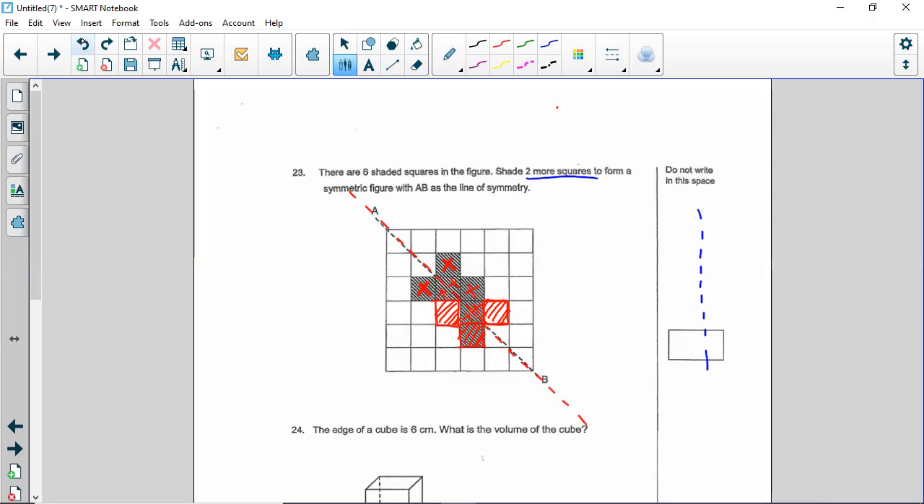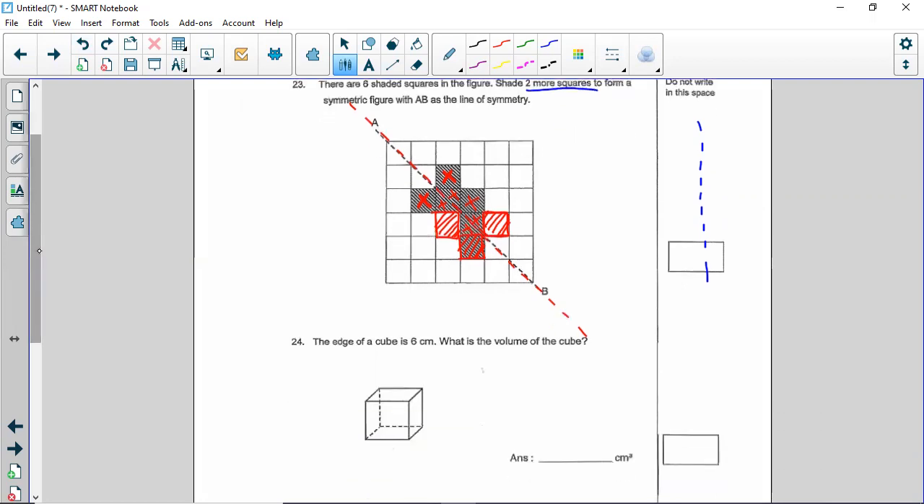Okay, question number 24. Right, question 24. The edge. What is edge? Edge means the side. Okay, the side of a cube is 6 cm. What is the volume? So 6 times 6 times 6. And you will get, do your working carefully, 216 cm cubed.